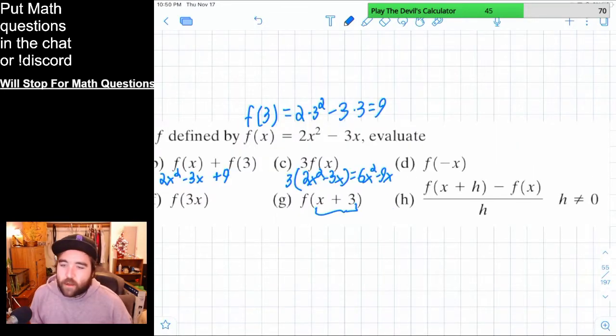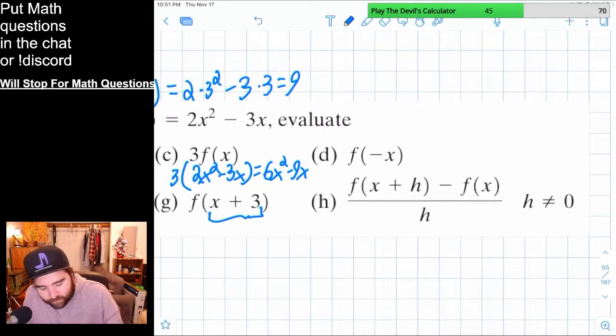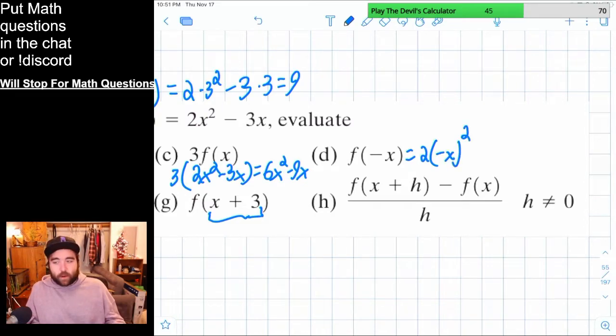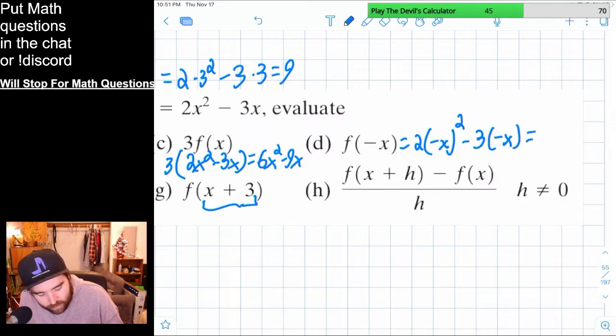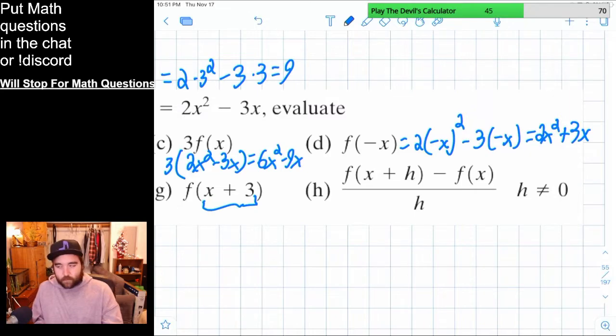All right, so the next one, f of negative x. So I know it feels weird to replace an x with itself, but a little bit different. That's exactly what we're going to do. We're going to replace everywhere where there's an x with a negative x. So we're going to have 2 times negative x squared instead of positive x squared. And then we're going to have negative 3 times negative x instead of times positive x. And then you're just going to do that out. So that's 2x squared plus 3x. Beautiful.